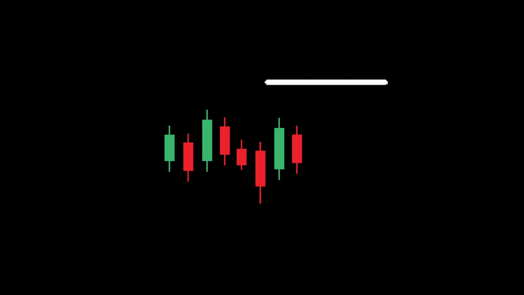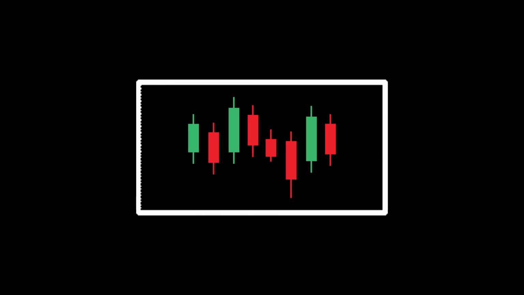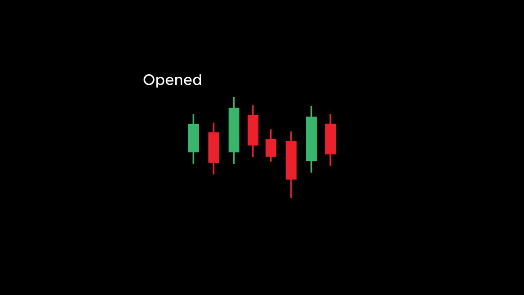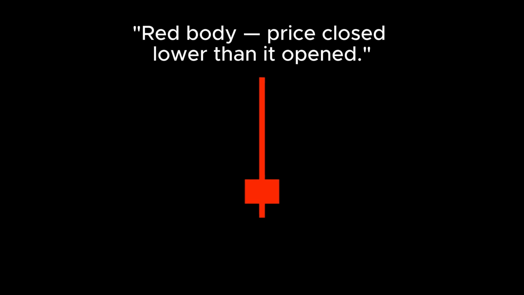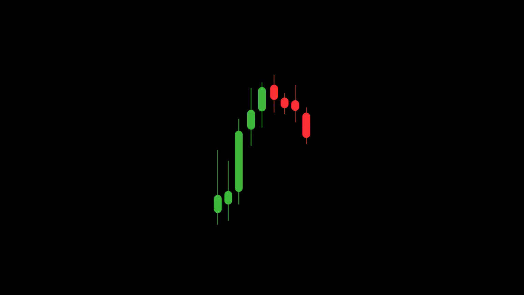Now let's look at what a candle actually looks like. 2 parts, the body and the wicks. The body is the thick part in the middle. It shows you where price opened and where it closed. Green body, price closed higher than it opened. Buyers won. Red body, price closed lower than it opened. Sellers won. Simple.